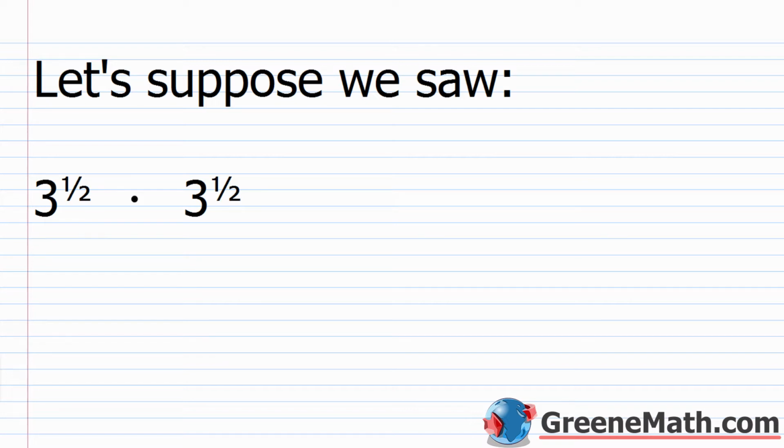So let's suppose we saw something like 3 to the power of 1/2 times 3 to the power of 1/2. At this point, we have all the tools that we need to simplify something like this. From the rules of exponents, we would keep our base 3 the same, and then we would add the exponents because we're multiplying. So this would be 3 to the power of 1/2 plus 1/2.